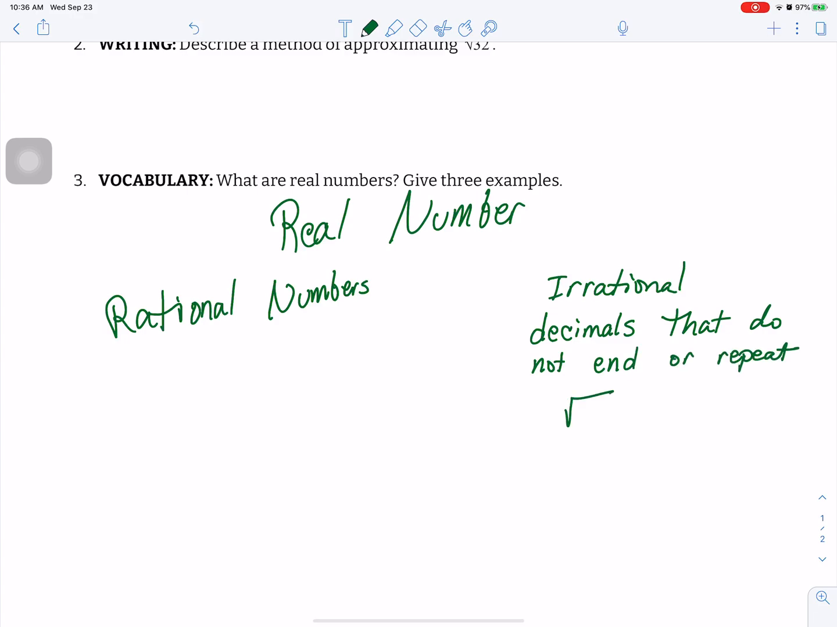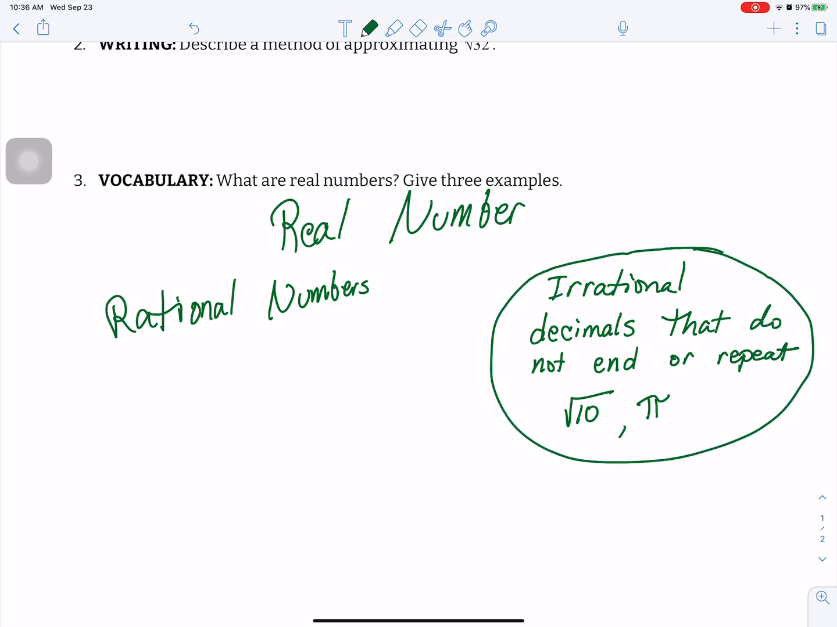And so a lot of times we'll think about like square root of 10, because if I type that in, the decimal that I get is going to keep going forever. It's not going to repeat. The one you're probably most familiar with is pi, because we know that doesn't repeat and it keeps going forever. So irrational numbers are their own group. Everything else is in the rational numbers, but all of this is under the umbrella of a real number.